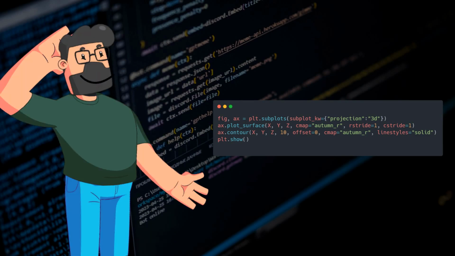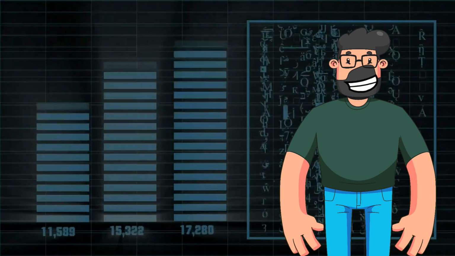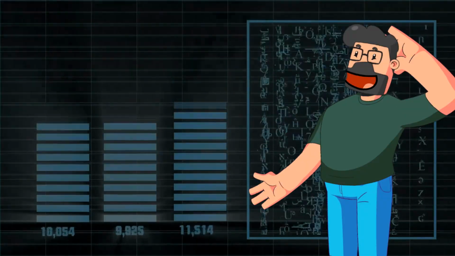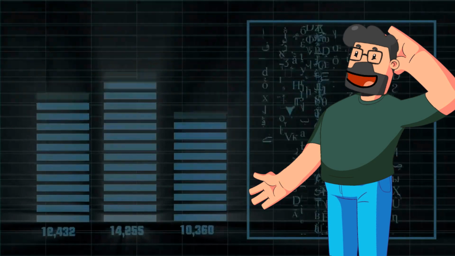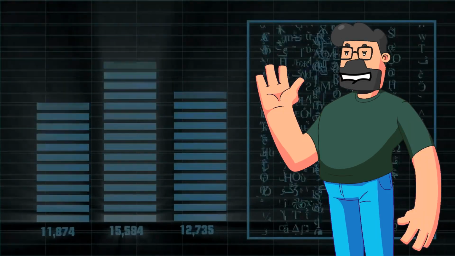In summary, if you ever need to plot a contour map on the XY plane in Python, remember to set the offset to 0 to position the contour on the z equals 0 plane. This simple tweak can make a big difference in visualizing your data effectively.